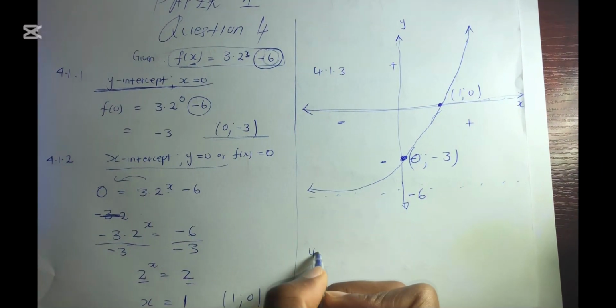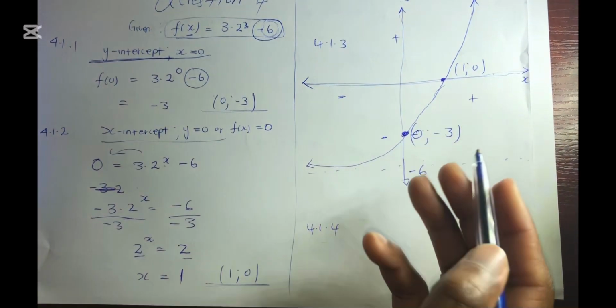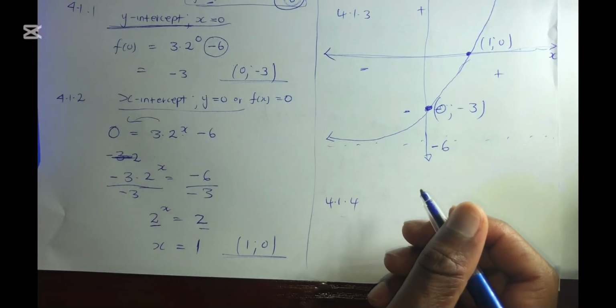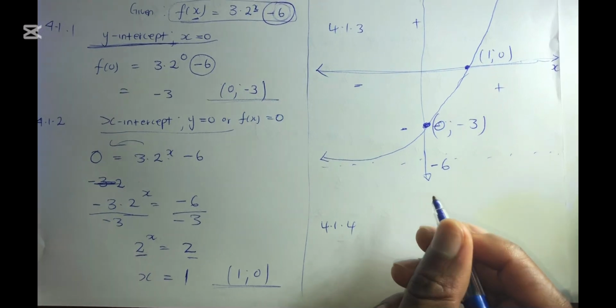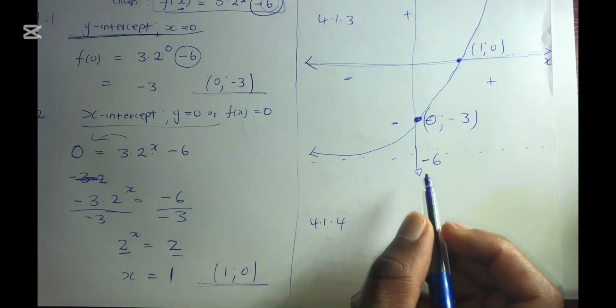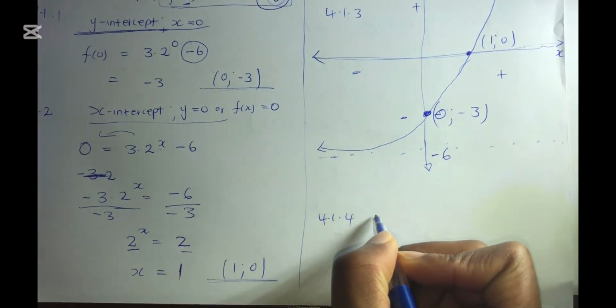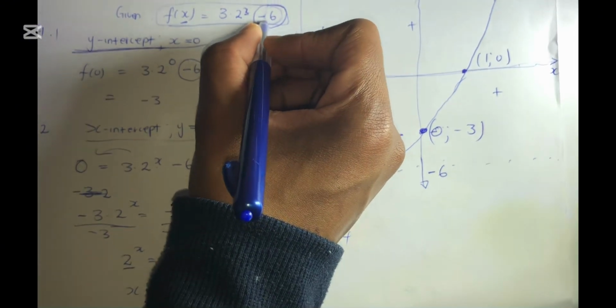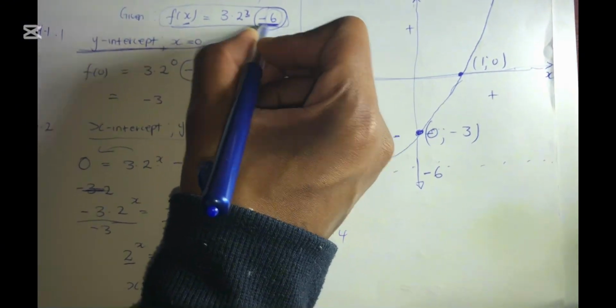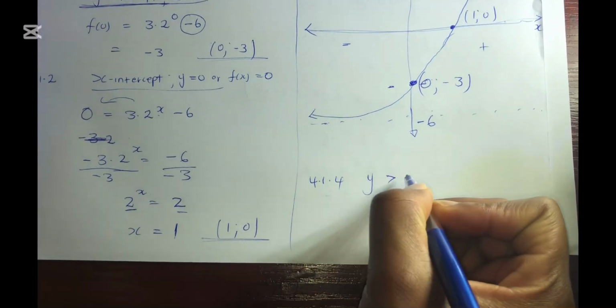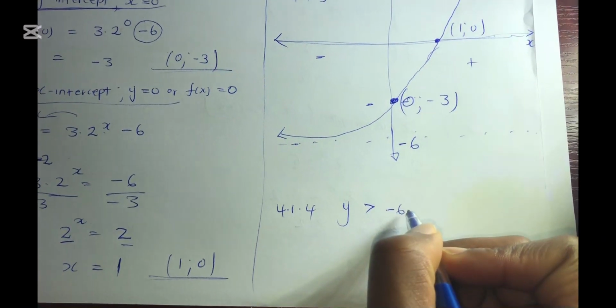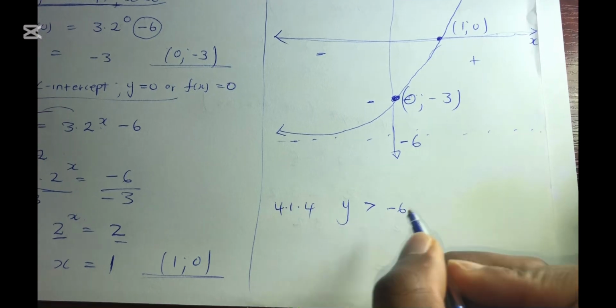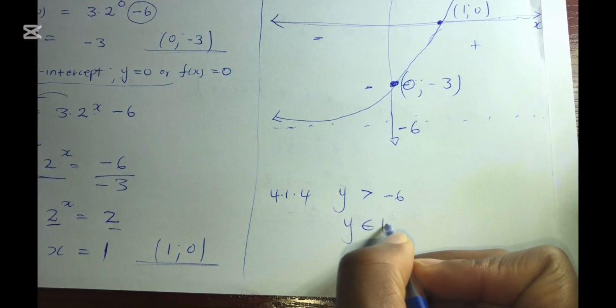The last question, you get 3 or 4 marks for this. The last question is the range. You don't have to stress about the range. You just look at the number that you find here and you say y is greater than it, or you can just say y is an element of the real numbers.